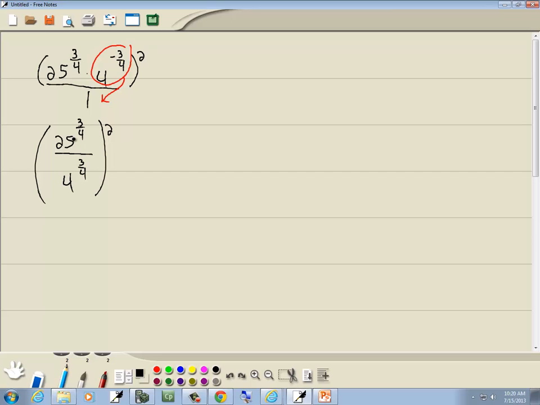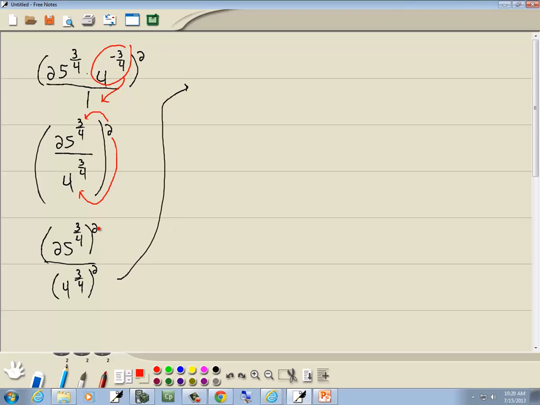Nothing else to do up on top here, nothing to do on the bottom. I could merge these into a single fraction, but I'm going to take the route of: when everything inside your parentheses is multiplication or division and you're raising it to a power, you take everything to that power. So I'm going to take the top part to the second power and the bottom part to the second power. So we're going to have 25 to the 3 fourths raised to the second power over 4 to the 3 fourths raised to the second power.